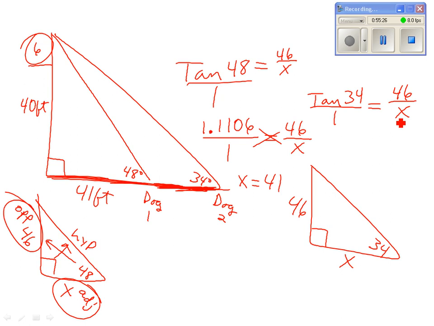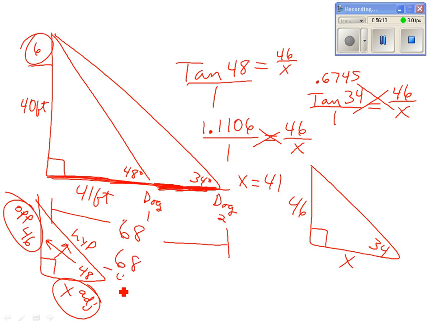What is the tangent of 34? 0.6745. Cross multiply. 1 times 46 is 46. Take 46 and divide it by that 0.6745 that you got. What did that give you? Divide 46 by that, what's it give you? 68. Does everybody agree with that? 68. We want this distance, so you take 68, subtract off 41. What do you get? 27. So the dogs are how many feet apart? 27 feet apart.